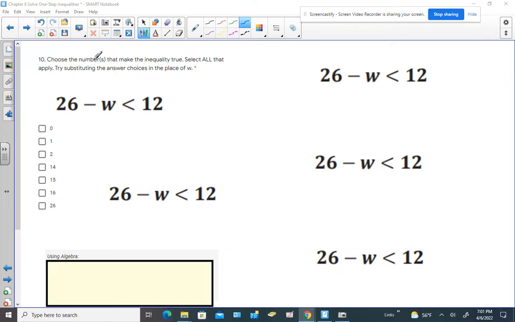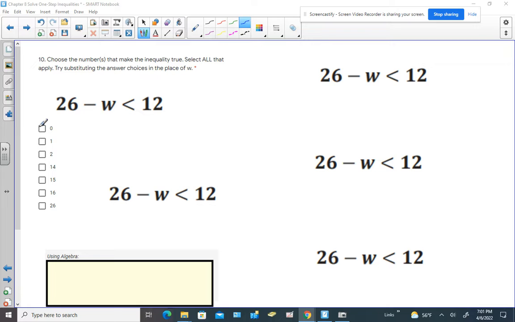So they're asking you to choose the numbers that make the inequality true, select all that apply. So what I'm going to recommend is we're going to try substituting the answer choices in place of W as our strategy on this. And then afterwards, I'm going to show you how we might use algebra. And I'll introduce kind of a way of solving this that maybe you haven't thought of before.